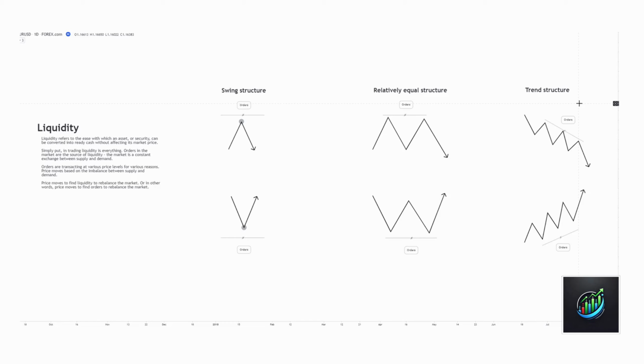Because in fair exchange, price will remain constant or relatively stable. But as soon as there is an imbalance between demand or supply, that is when price will move rapidly either up or down to rebalance, to get it back to a state of liquidity where orders can very simply be converted into cash without inversely affecting the price.